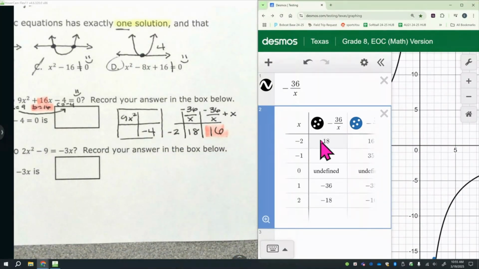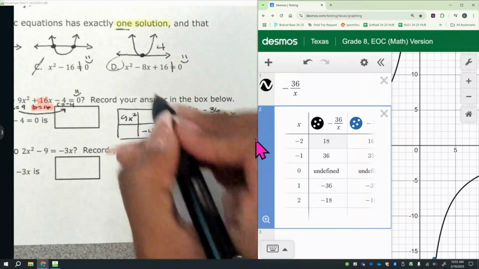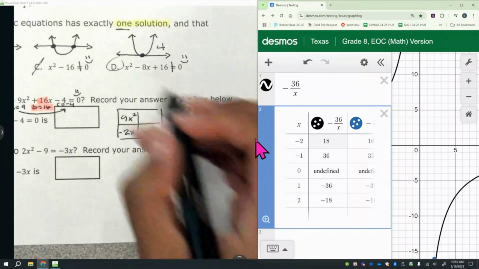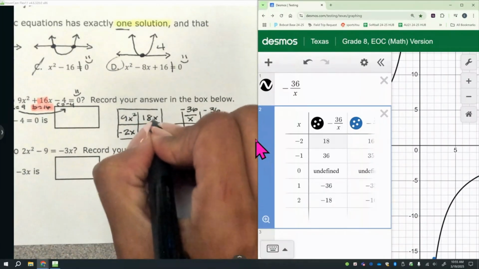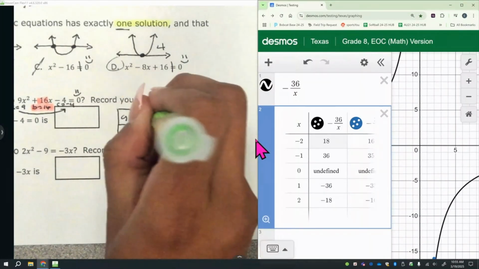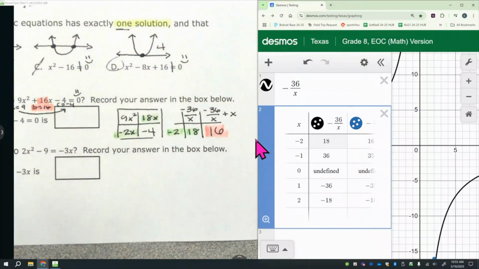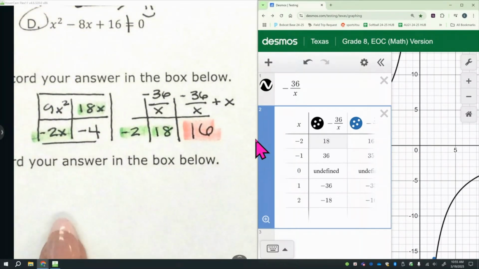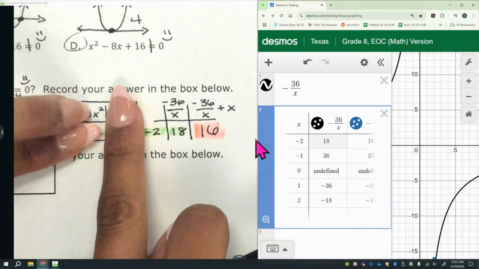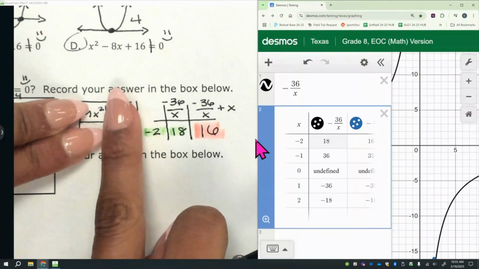Make sure you get the signs correct. That's going to go in these 2 missing boxes, so negative 2x and 18x. So whatever you find here goes here. Now that we have the inside filled, we're going to fill in the outside. So I'm just going to zoom in. Okay. I always cover up these boxes, and even if we have numbers here.